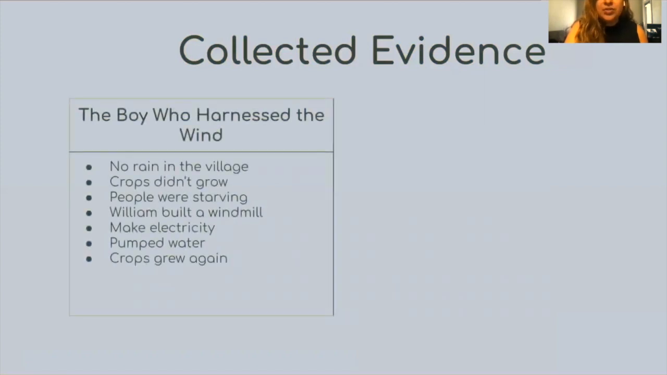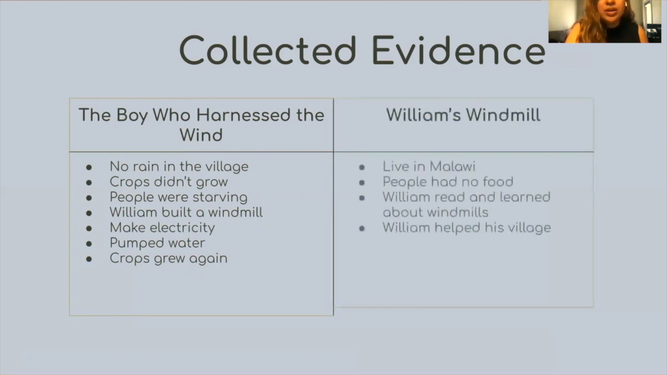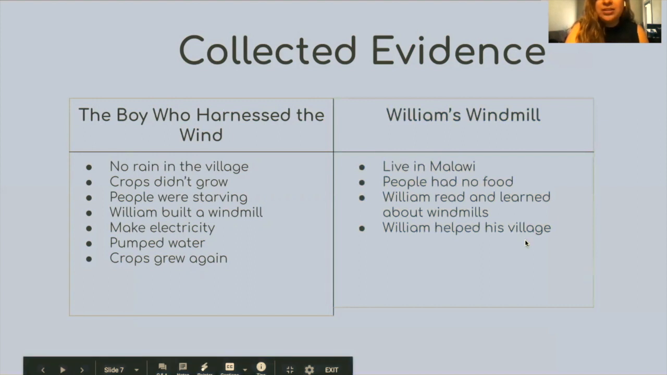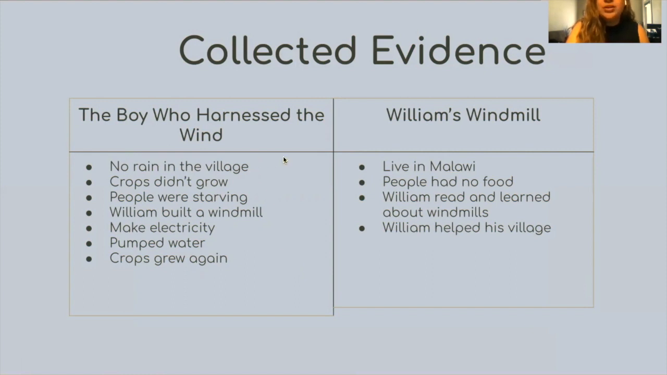First, we collected evidence. So we got to look at The Boy Who Harnessed the Wind, and we thought of different details that were important in that story. We also looked at William's Windmill and some of the important details in those stories. So we can review really quick. For The Boy Who Harnessed the Wind, we learned there was no rain in the village, crops weren't growing, people were starving. So William built a windmill, made electricity, it pumped water, and then crops were growing again. From the William's Windmill book, we learned that he lived in Malawi. People had no food. William read and learned about windmills, and then he helped his village.